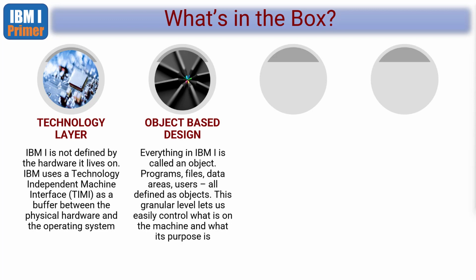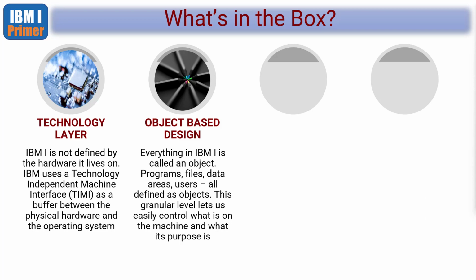So everything in IBM i is called an object. Programs, files, data areas, users, everything is called an object. So you'll hear your technology people talking about objects on the machine and jobs on the machine. Objects are things, bits of data or programs or files, everything's an object. And a job is a process that's running. So when you submit a report to be printed, that's called a job. When a user signs onto a terminal, that's called a job.